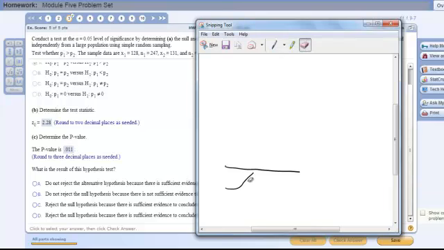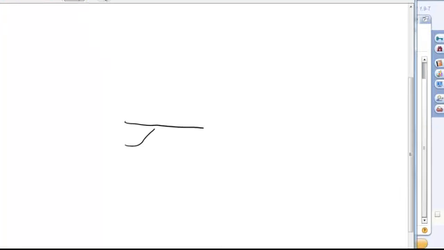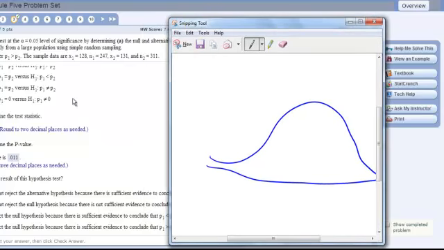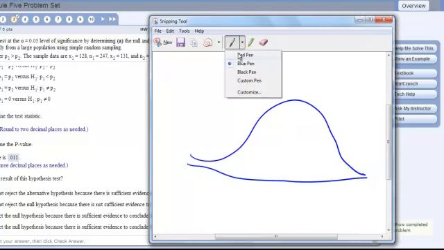Oops, this is not working. Hold on. Let me try this again. So we have the normal bell-shaped curve, and we are doing a right-tailed test because P1 is greater than P2. So this alpha level of 0.05 is going to be on the right tail. So let me try and go ahead and show that.